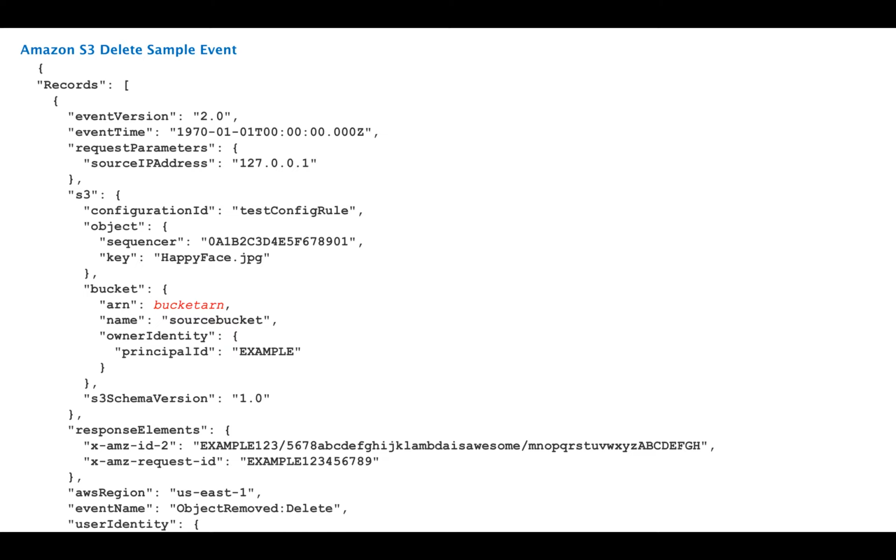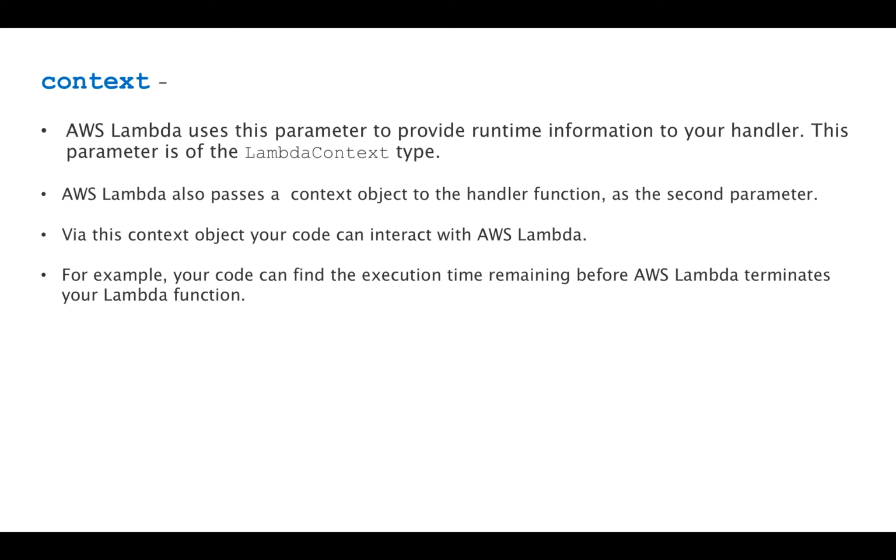Okay, so far we talked about handler and event. The third one is context. The context is what AWS Lambda uses to provide runtime information to your handler. This parameter is of the Lambda context type. So Lambda also passes a context object to the handler function as a second parameter. You already saw the sample code. So with this context object, your code can interact with Lambda itself.